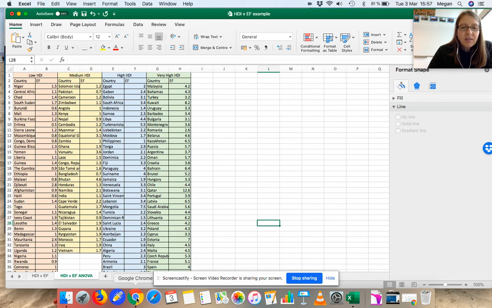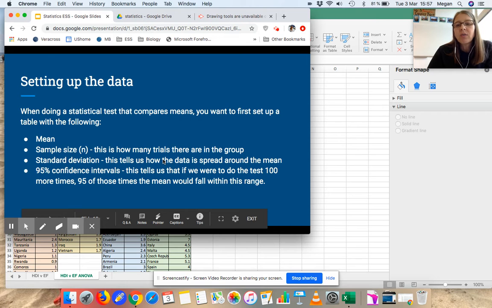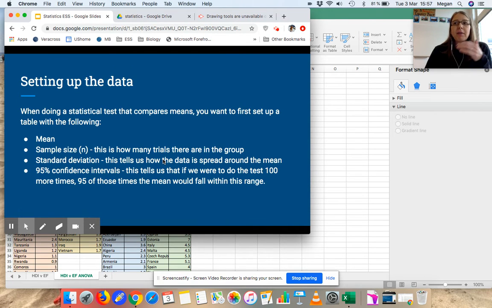The standard deviation is the spread of that data around the mean. So if you have a mean ecological footprint, let's say of 5, how is your data really close to 5?